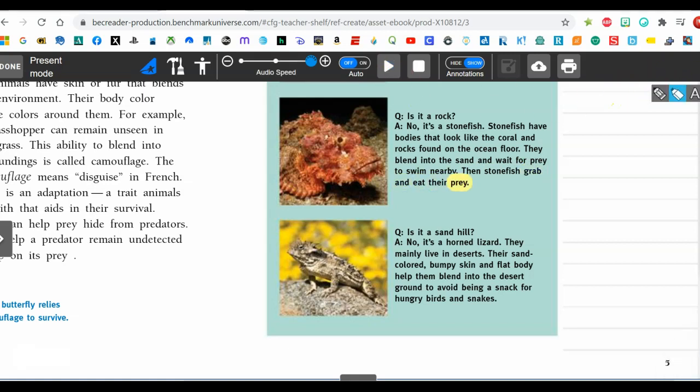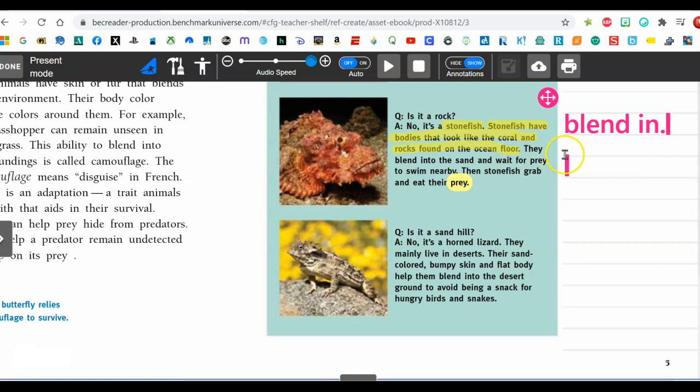Ooh, yummy. All right, let's do some highlighting. Okay, is it a rock? No, what is it? It's a stonefish. Stonefish have bodies that look like the coral or the rocks found in the ocean. So what is their adaptation? They also blend in. So I'm going to need you to put right here, blend in.